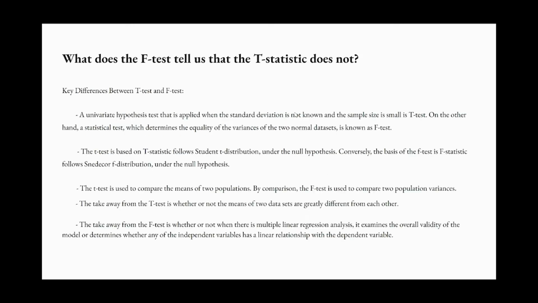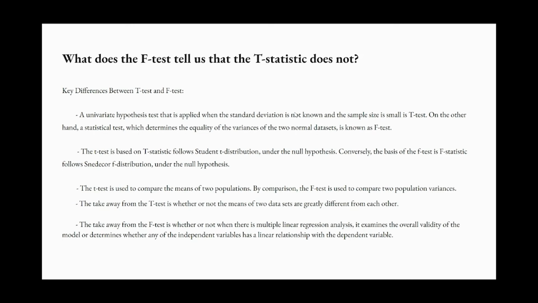The key differences between the t-test and f-test are as follows. A t-test is a univariate hypothesis test that is applied when the standard deviation is not known and the sample size is small. On the other hand, the f-test is a statistical test which determines the equality of the variance of the two normal data sets. The t-test is based on the t-statistic, which follows students' t-distribution under the null hypothesis. Conversely, the basis of the f-test is the f-statistic, which follows the f-distribution under the null hypothesis.